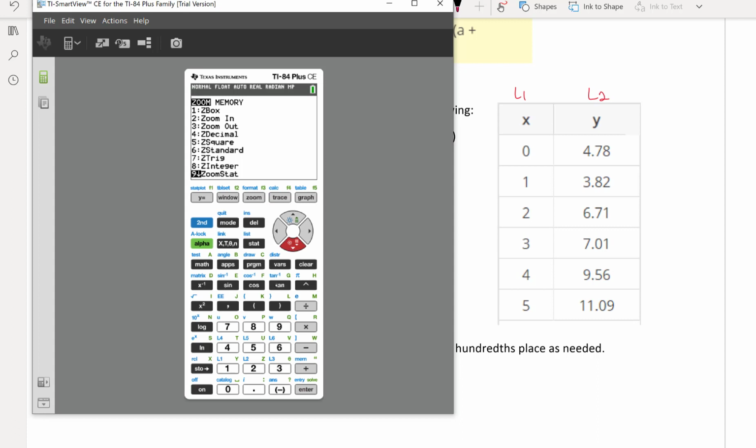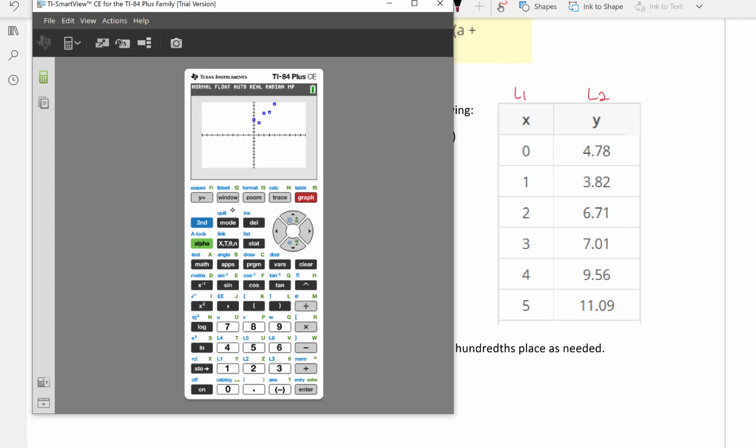We are creating a scattergram, right? So that stat word is kind of almost built in. It's really a scattergram, but you can think of it as a stat, right? You're entering stats and you want to view that window. So now I'm going to press graph.